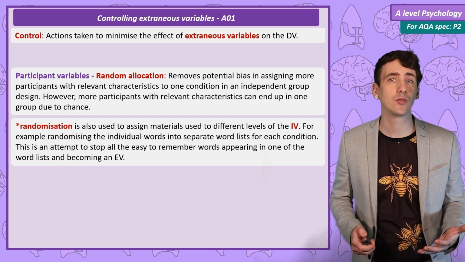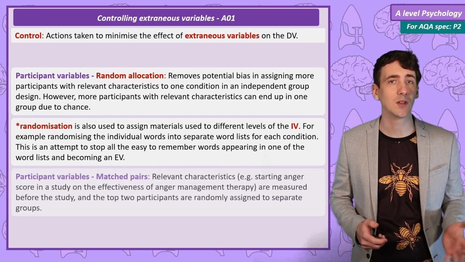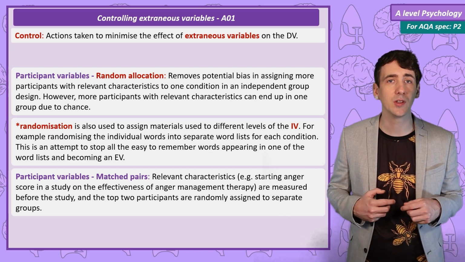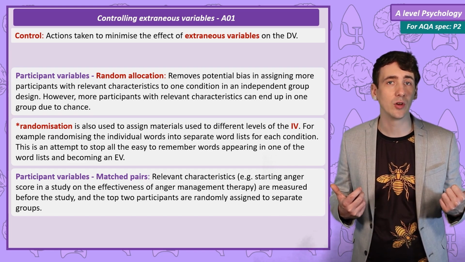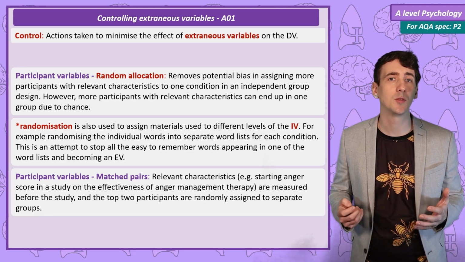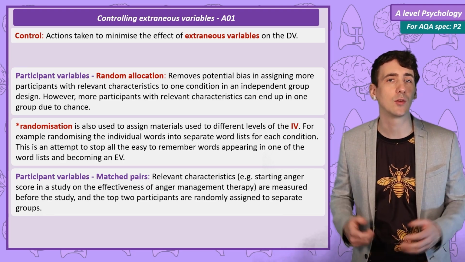A better way to control participant variables is to run a matched pairs design. This is carefully measuring a participant variable before the study and then matching the highest score in one group with the next highest in the other group. This will result in the participant variable being balanced between the groups.